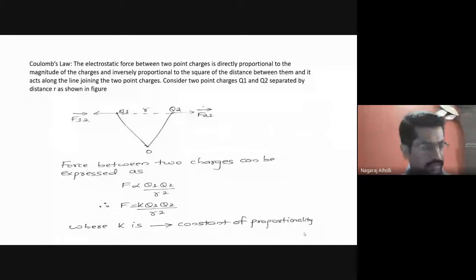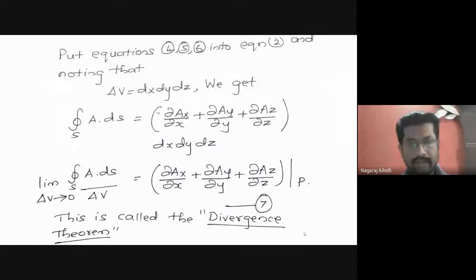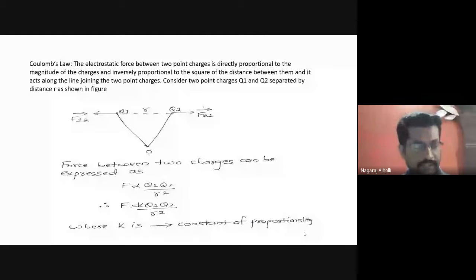Okay. Today, students, we will start with the new topic. In the last class, I took up the divergence theorem. We discussed the proof of that, the derivation of the divergence theorem. Next, we will be taking up Coulomb's law in relation to electrostatics.